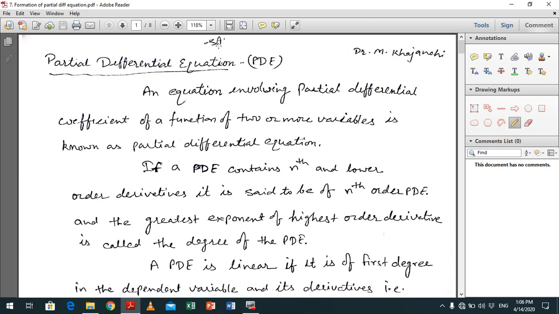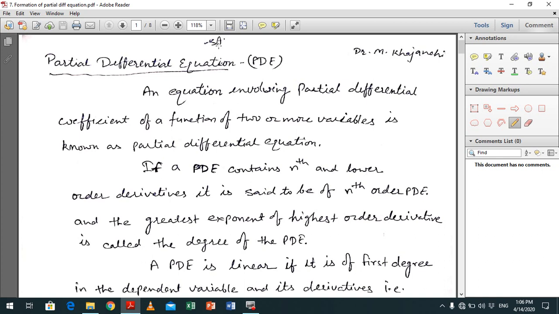Good morning, students. Today we discuss partial differential equations. Here we look at some definitions of partial differential equations, what the order and degree of a partial differential equation are, and further classification of partial differential equations and formation of partial differential equations.